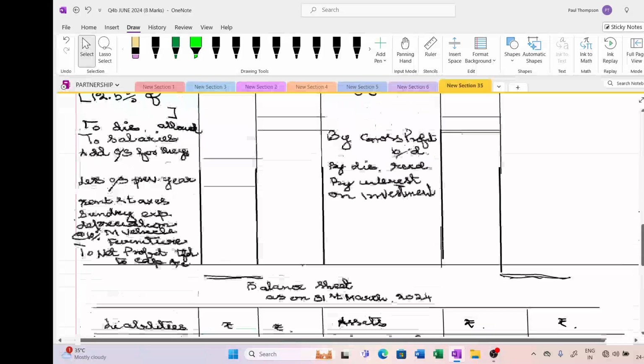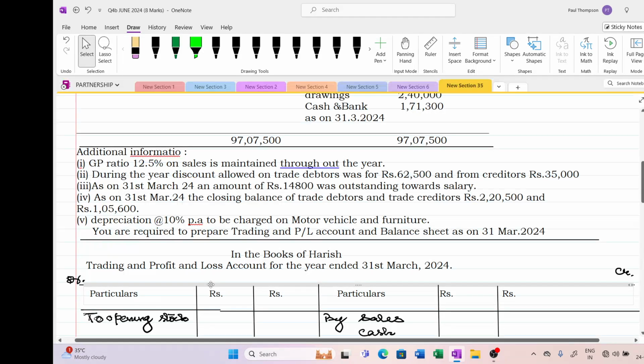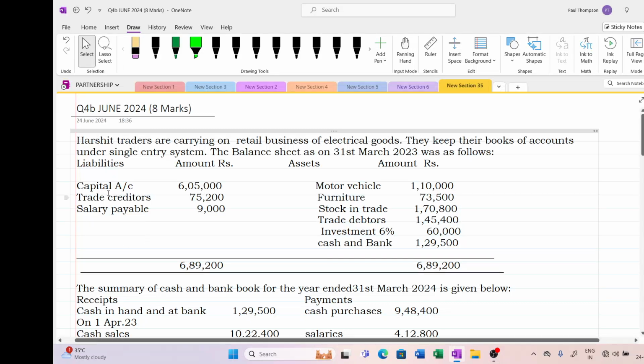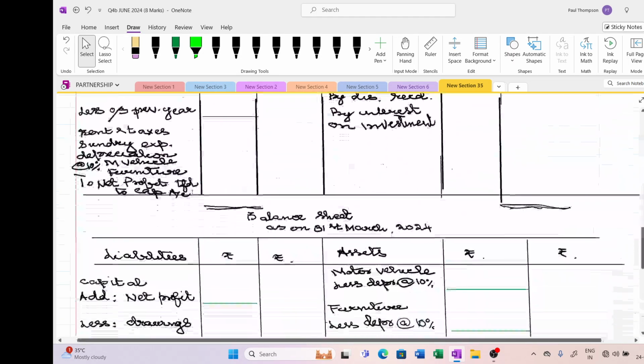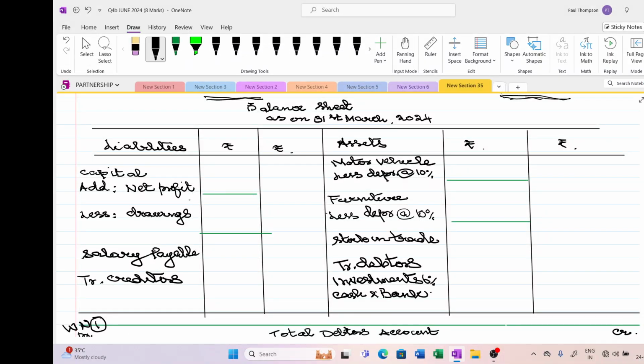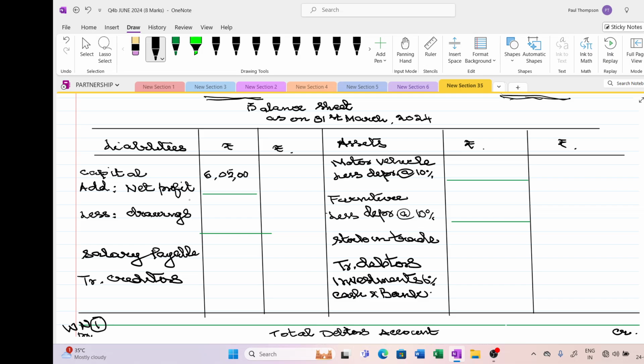We know that in the trading and P&L account, we have to write opening stock, purchases and all. So I wrote like that. First, you should start with the first item. Capital account 6,05,000. This will go to your balance sheet. So I am going to the balance sheet and writing the capital 6,05,000. Then you will not miss out any item and your balance will definitely match.